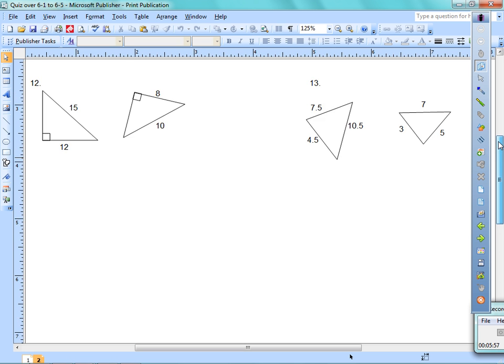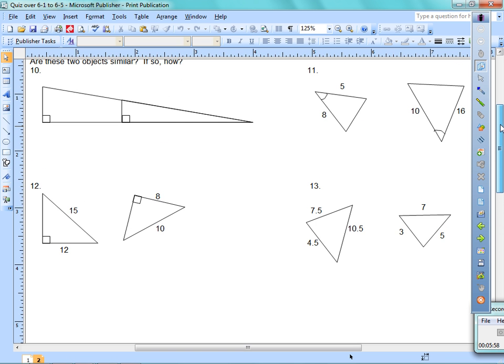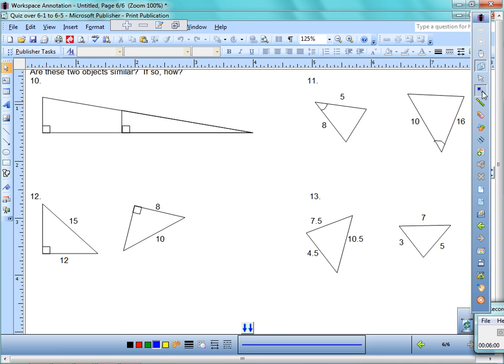And then we'll look at some proofs. All right, question number 10 said, are these two objects similar? If so, how? In this problem, we see that we've got angle and angle, and then we have a shared angle right there. So we would say yes by angle, angle.